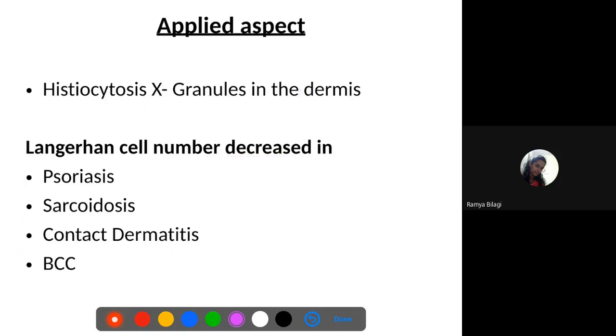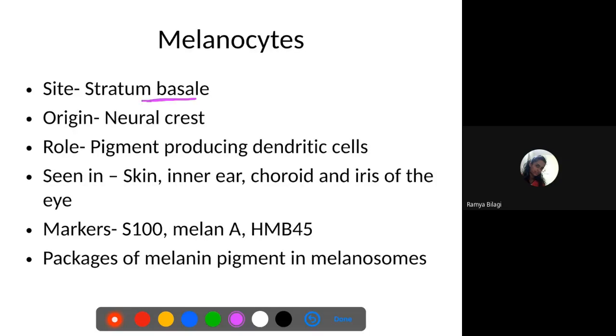Next cell is the melanocyte. Where do we see the melanocyte? Basal layer, that is the lowermost layer. The origin is neural crest. How do we remember? MN. Melanocytes are derived from neural crest cells. We all know they are pigment producing cells and they are also dendritic cells. Not just in the skin, we can also find melanocytes in our inner ear, choroid, and iris, giving color to the iris of our eye. Markers are S100, Melan-A, and HMB45.